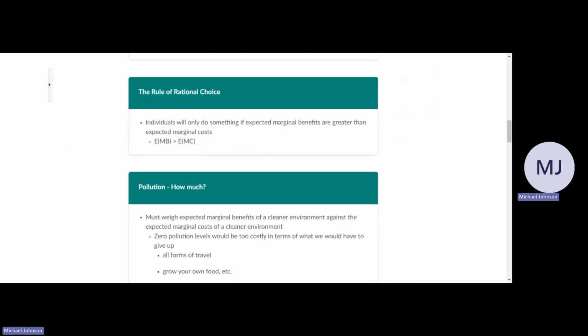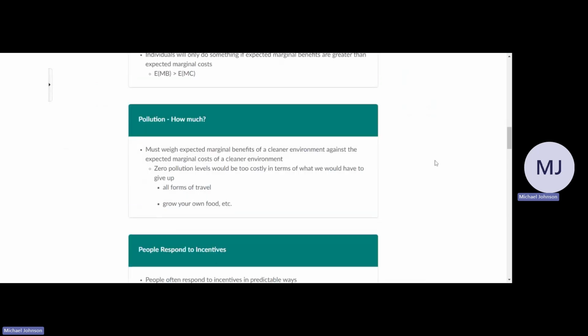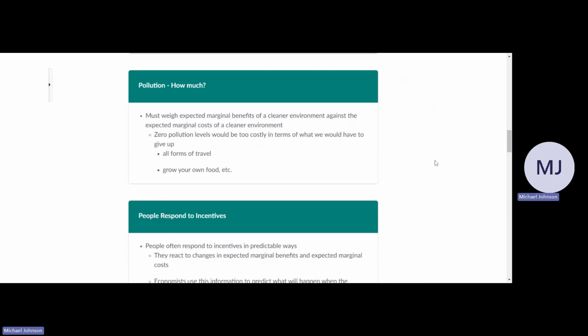The rule of rational choice: individuals will only do something if expected marginal benefits are greater than expected marginal costs. EMB is greater than EMC. Pollution: how much? We must weigh expected marginal benefits of a cleaner environment against expected marginal costs of a clean environment. Zero pollution levels would be too costly in terms of what we would have to give up: all forms of travel, grow your own food, etc.